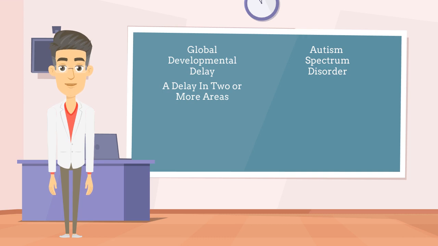The causes of global developmental delay can vary and may include genetic factors, prenatal complications, birth injuries, or environmental influences. Young children with global developmental delay may eventually catch up to their peers or continue to experience developmental challenges as they grow older.